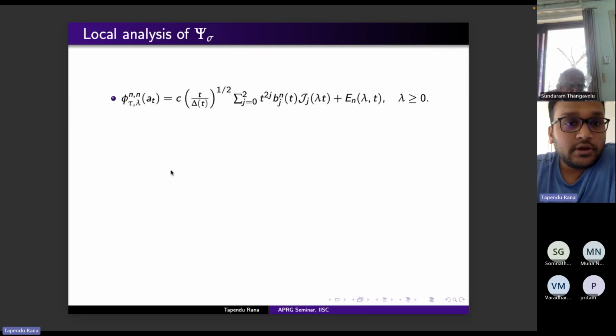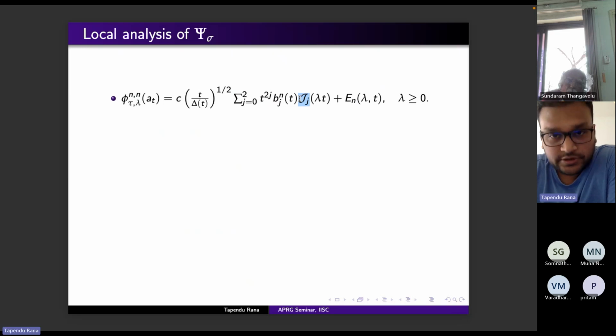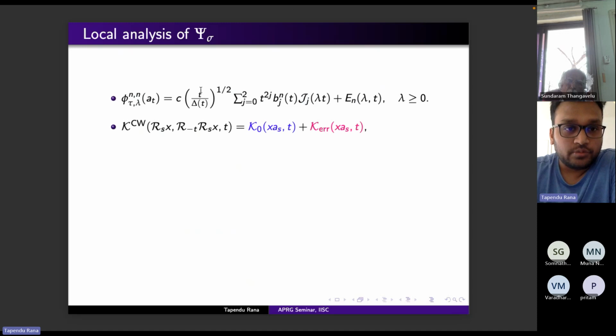To be more explicit, we can write φ_{n,τ,λ} in the following way, where this J_j is a generalized Bessel function, and B_j(t) is a bounded function of t. Then, if you plug in this expansion of the spherical function φ_{n,τ,λ} into the Coifman-Weiss kernel, you can write this Coifman-Weiss kernel as two parts, K_0 and K_error parts of this Coifman-Weiss kernel.